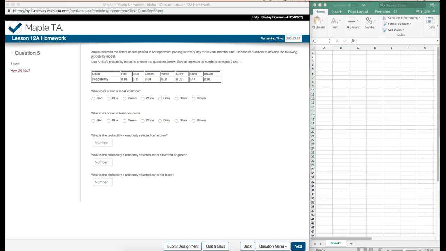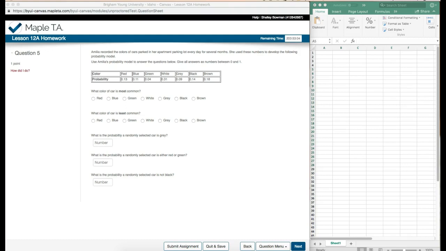Maple TA Lesson 12A Homework Question number 5. Amelia recorded the colors of cars parked in her apartment parking lot every day for several months. She used these numbers to develop the following probability model. Use Amelia's probability model to answer the questions below. Give all answers as numbers between 0 and 1.